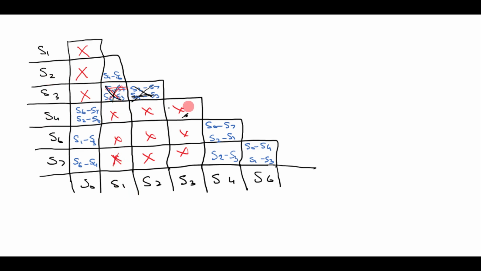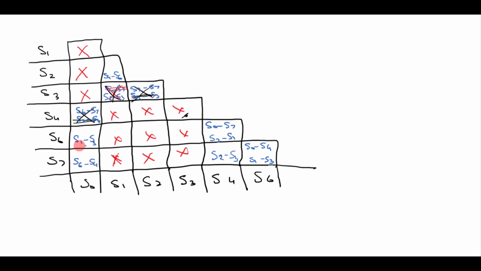Now come to row S4. Here S6 and S7. Let us see S6 and S7. We are not sure whether they are equivalent or not, but let us check S3 and S2. Here S2 and S3, we have marked that these cannot be equivalent. So this S2 and S3 cannot be equivalent. If S2 and S3 cannot be equivalent, so S0 and S4 cannot be equivalent.